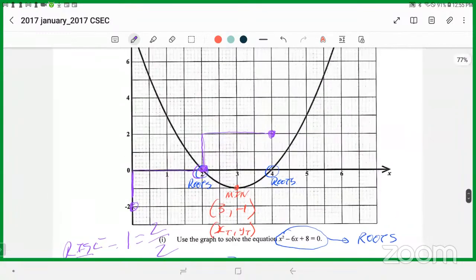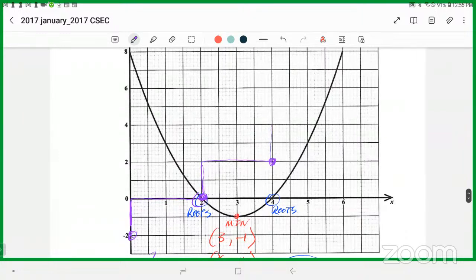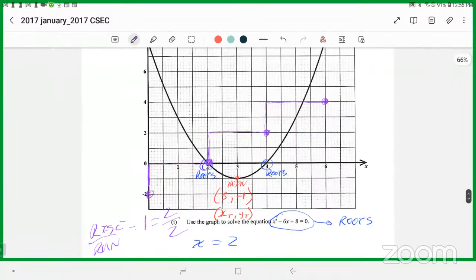Then rise 2 units again. If you rise 2 more units, you're coming up to 4. And you run 2 more units, you're coming over to 6. Here, that's another point on the line. So you see, the line that you want passes through those dots. That's a quick way to do it using a point and a gradient. All right, so I'm going to take out the rise and run. A straight line through those points will give me what I want. So I'm going through here. Straight line. This is the g of x line right here.